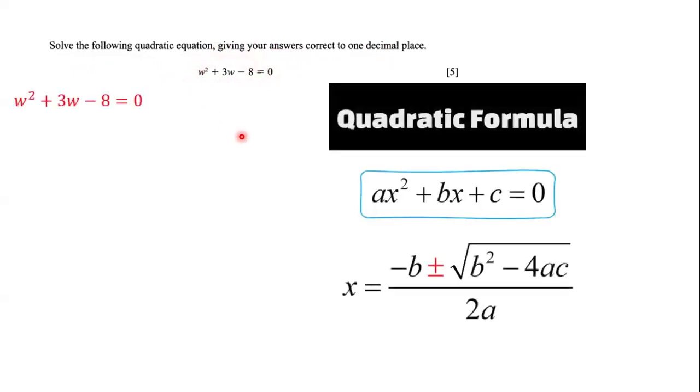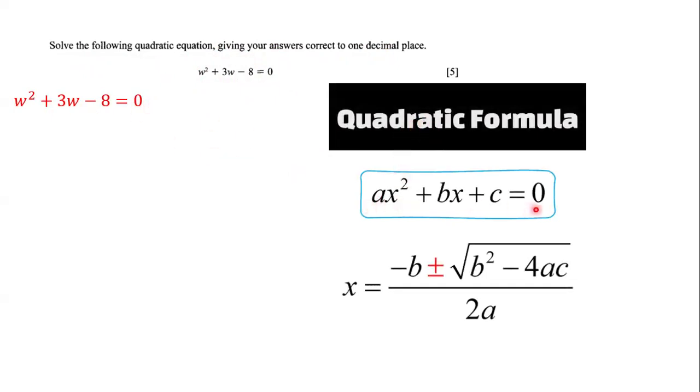Solve the following quadratic equation, giving your answers correct to one decimal place. And so we have w squared plus 3w minus 8 is equal to 0. This right here is the quadratic equation that we need to solve. In this case, we're going to use the quadratic formula to help us solve it.